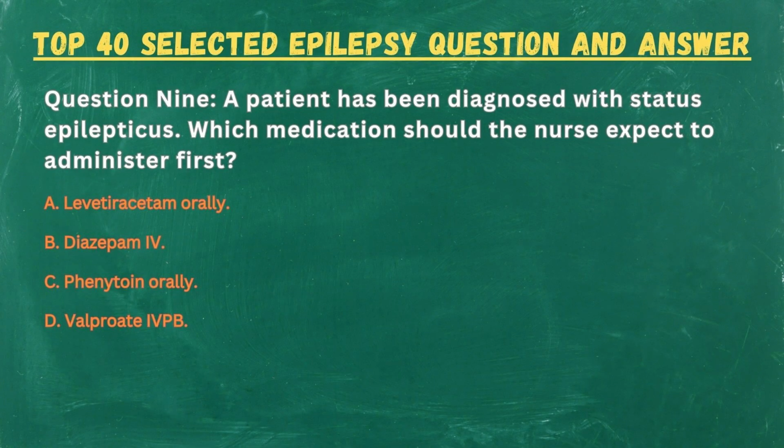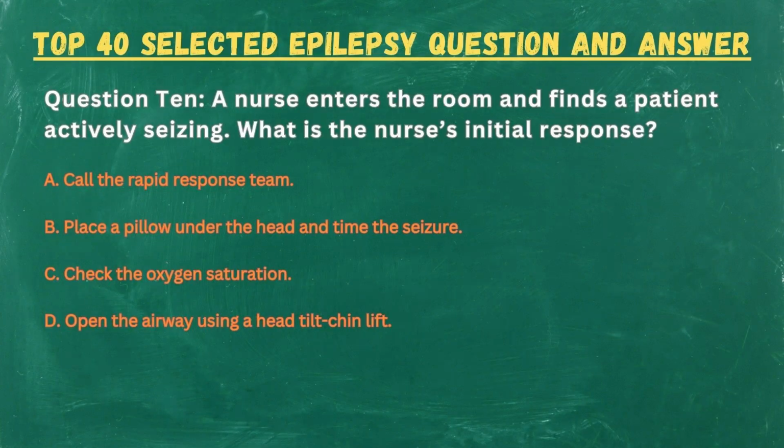Question 9. A patient has been diagnosed with status epilepticus. Which medication should the nurse expect to administer first? A. Levetiracetam orally. B. Diazepam IV. C. Phenytoin orally. D. Valproate IVPB. Answer. B. Diazepam IV.